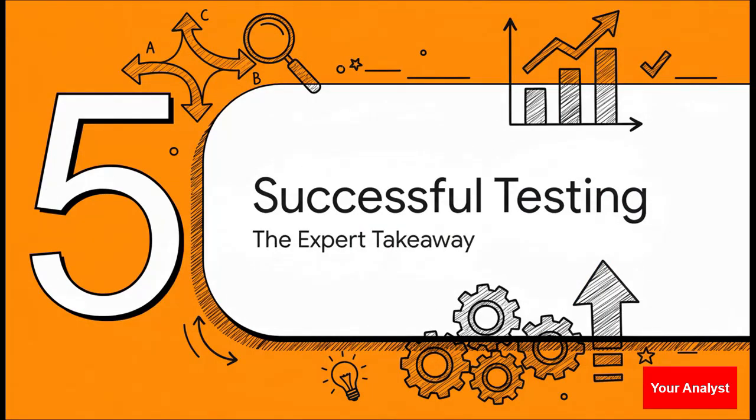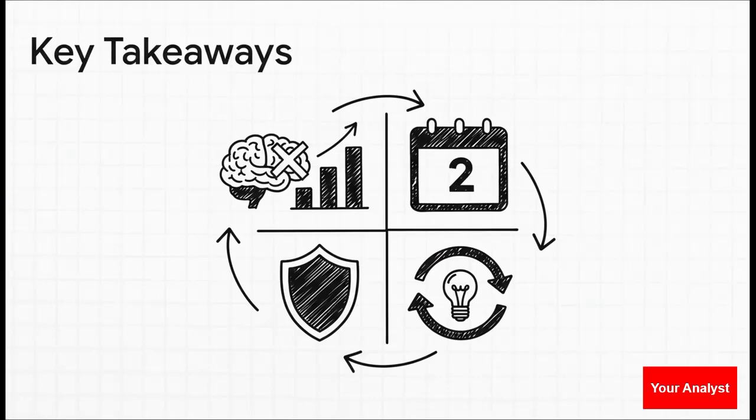So let's bring all of this together. Let's talk about what a final, truly expert-level approach to A/B testing looks like. Here are the absolutely crucial points. First, stop guessing. Adopt a data-driven framework. Second, you've got to be patient. Run your tests long enough to get the true picture. Aim for about 2 weeks. Third, always identify your guardrail metrics to make sure you're not accidentally breaking something important.